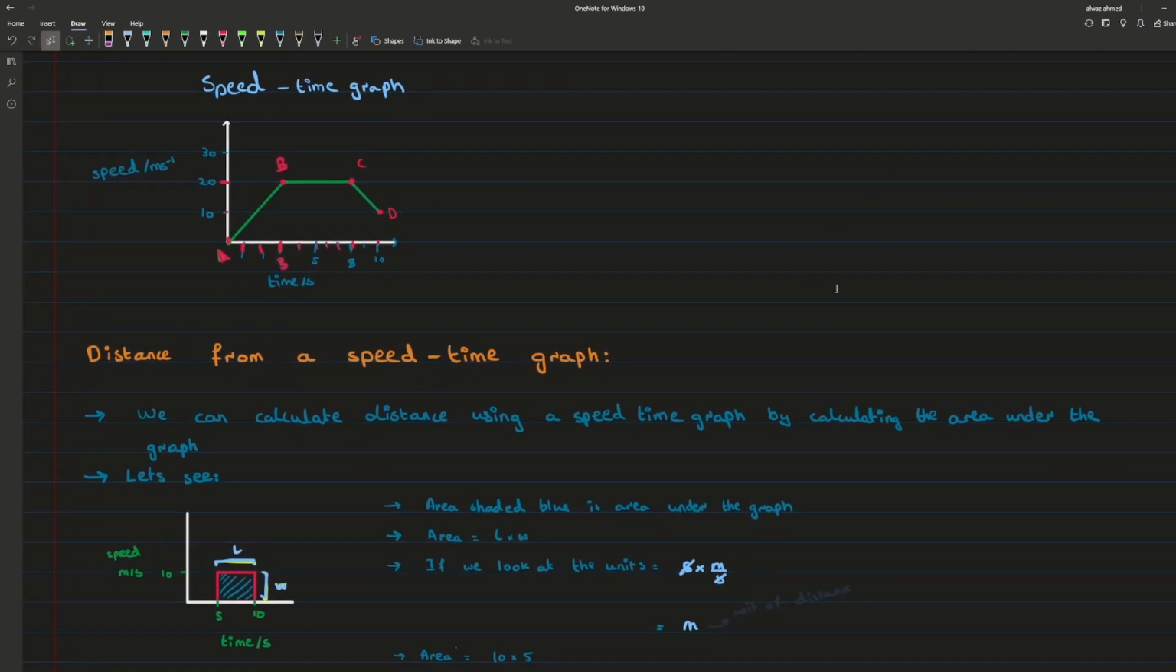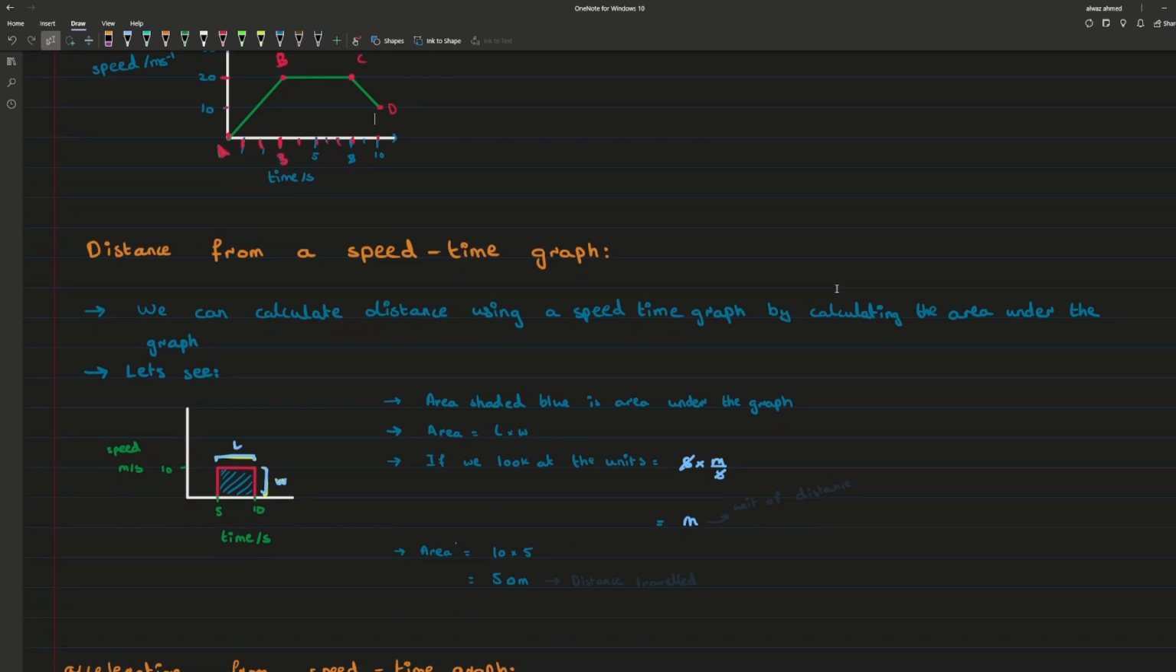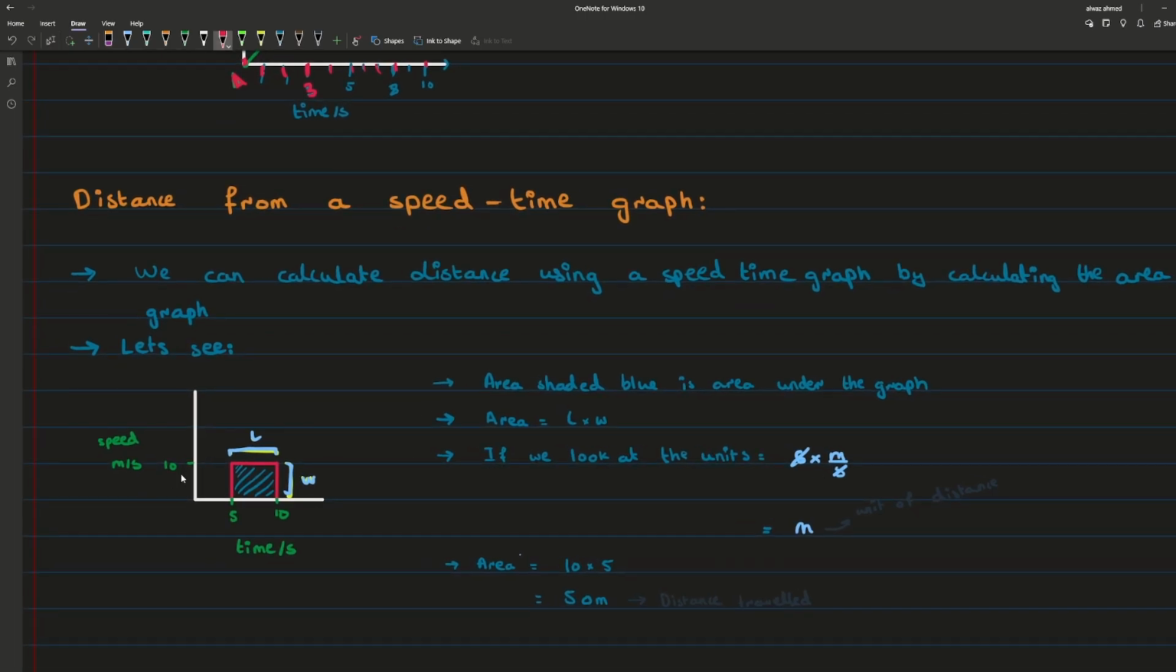So a very important benefit of the speed time graph is that we can calculate distance from speed time graphs. Okay, so the distance from a speed time graph is calculated by calculating the area under the graph. So for example, in this example we've got a speed time graph where there's an object which starts to move with the velocity of 10 meters per second at time 5 seconds. It moves with a constant velocity of 10 meters per second for 5 seconds, and then it suddenly decelerates to 0 meters per second at the time 10 seconds.